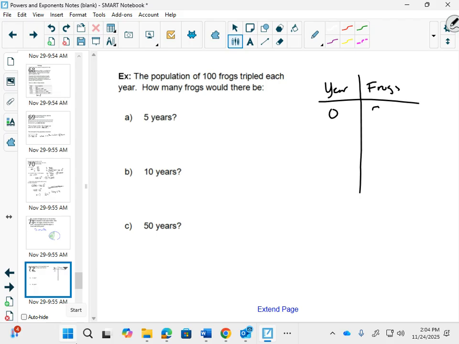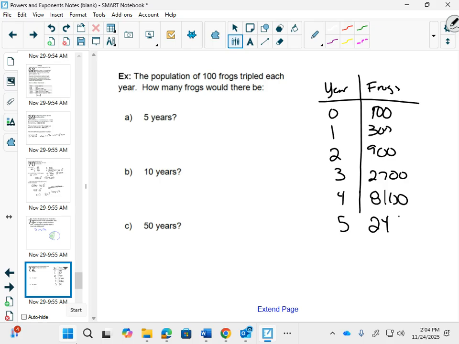So year 0, you have 100 frogs. At the end of year 1, if it triples, how many would you have? 300. At the end of year 2, if it tripled, you would have? 600. No, wait, tripling. 900. Times it by 3. End of year 3, 2,700. End of year 4, oh my goodness, 8,100. End of year 5, 24,300. Wait, you tripled it, right? So you times it by 3 each time? Times it by 3 each time.